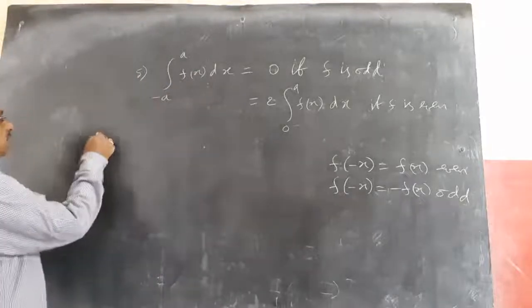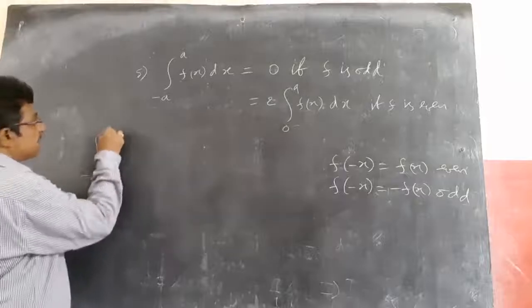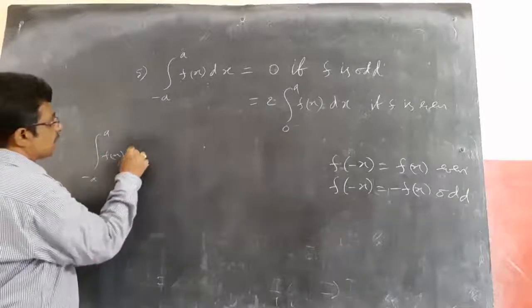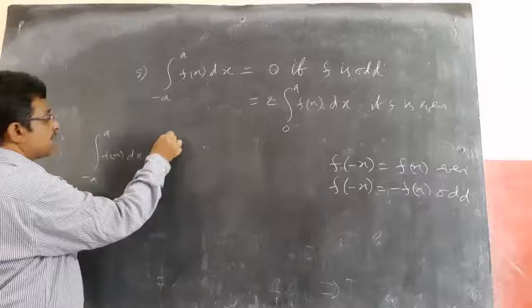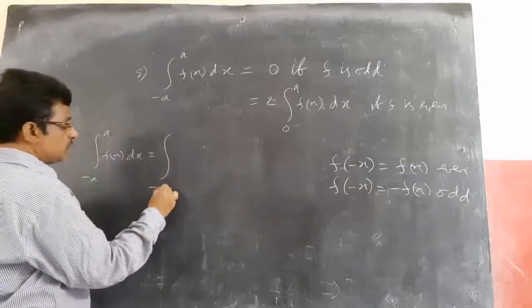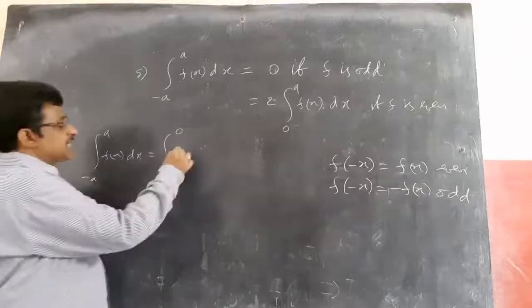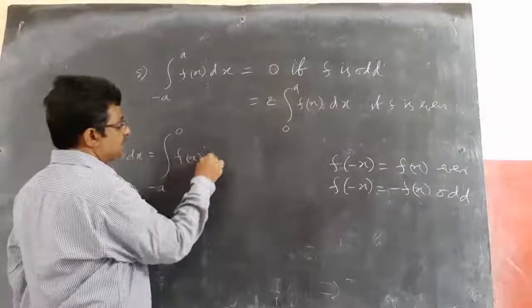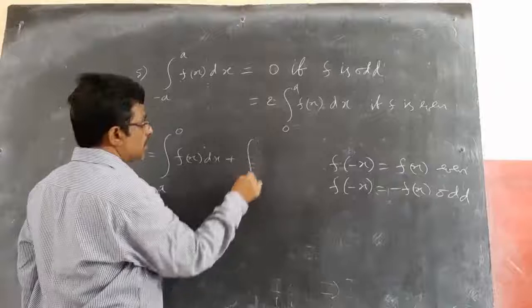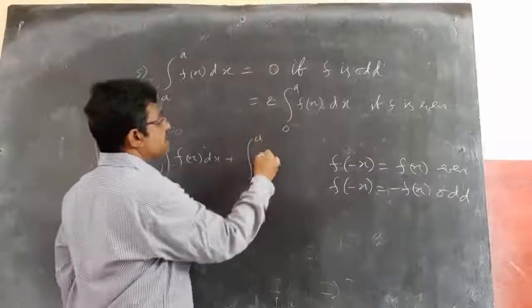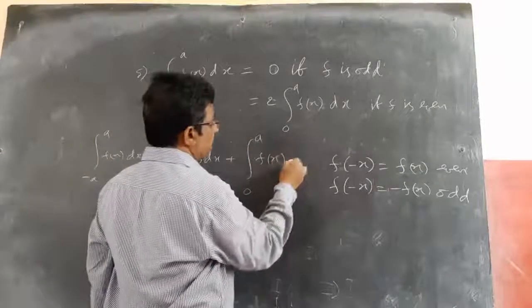Very simple. He is giving integral from minus a to plus a of f(x) dx. We can write this as the integral from minus a to 0 of f(x) dx plus the integral from 0 to a of f(x) dx.